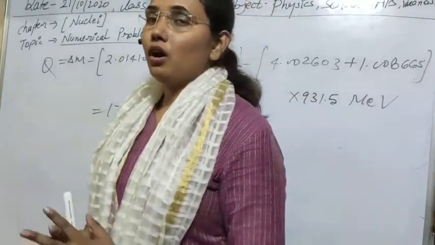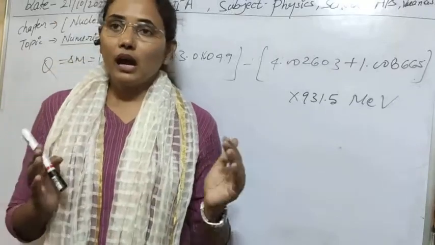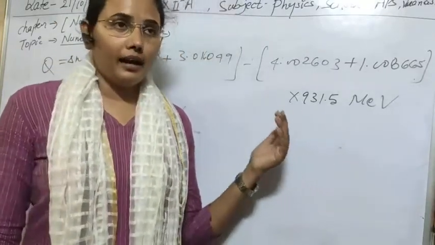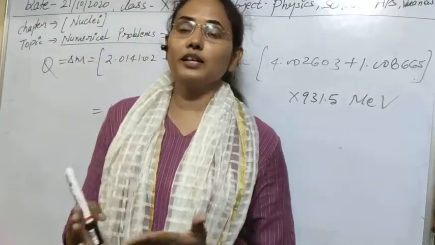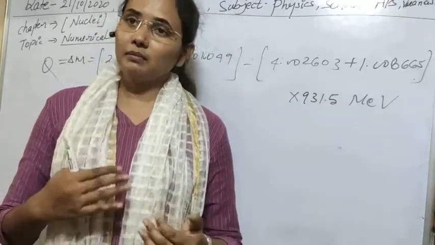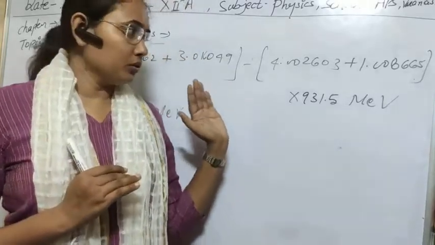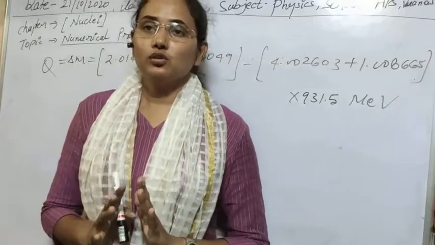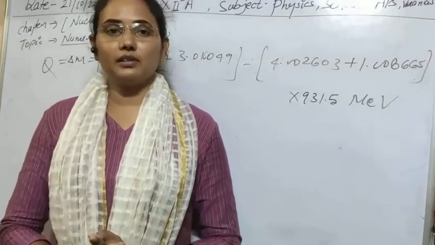So if all the numerical problems regarding nuclei are clear to you, how to calculate nuclear properties, how to calculate energy released in nuclear fission and fusion, and also the problems regarding binding energy per nucleon, I have already explained these numerical problems to you. So I think now the concepts and numerical problems, both regarding this chapter, are clear to you.